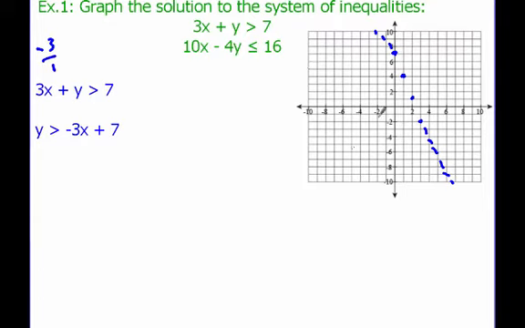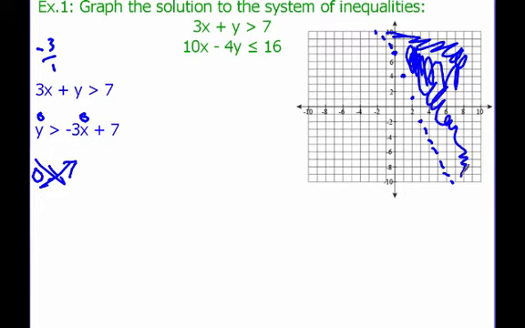Now, I need to figure out which way to shade. Well, if I plug in the point 0, 0, I get 0 is greater than, plugging in 0 for y and 0 for x, negative 3 times 0 is 0, plus 7 is 7. 0 is not greater than 7, so I don't want to shade down here, I want to shade on this side. Alright, so this over here, this is my solution to this inequality. Alright, now I need to do my second inequality here.